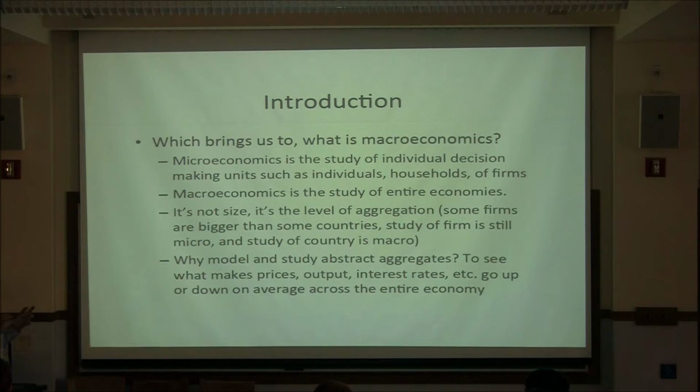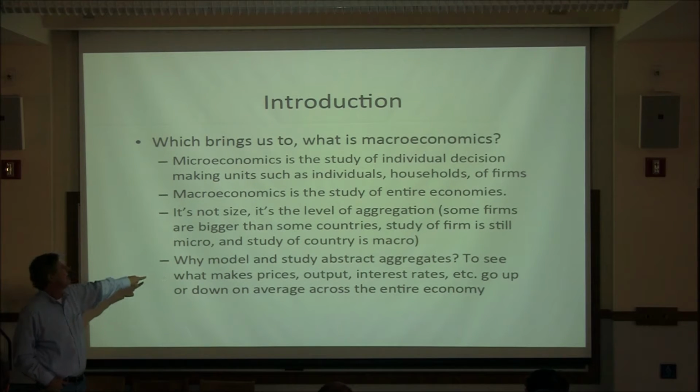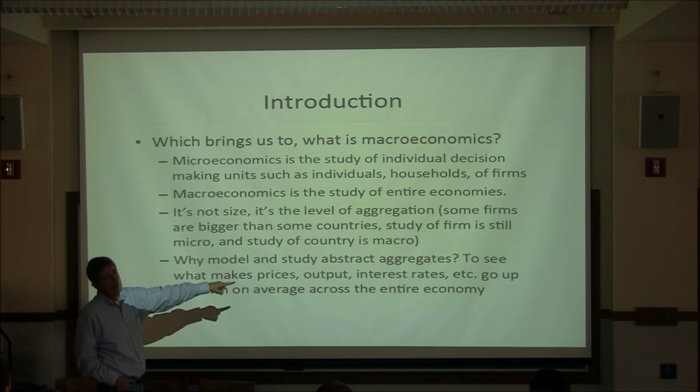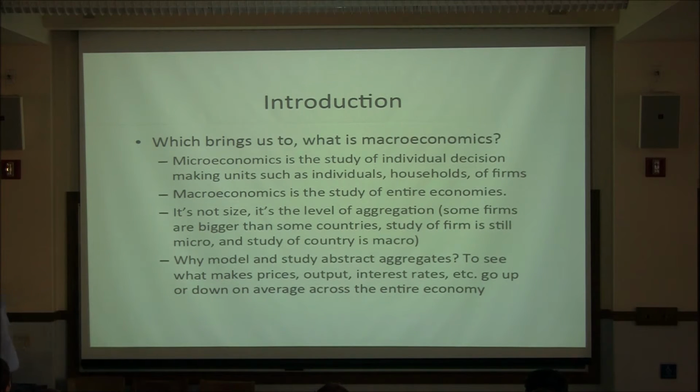Then we want to have theories about those aggregates. Okay, what is it that causes the price level, causes all prices on average to go up or down? What is it that causes output on average to go up or down? So we'll build these theoretical models that attempt to get at what's theoretically driving movements in these abstract aggregates called GDP and the price level and the interest rate and those sorts of things that we don't really ever see in the real world.